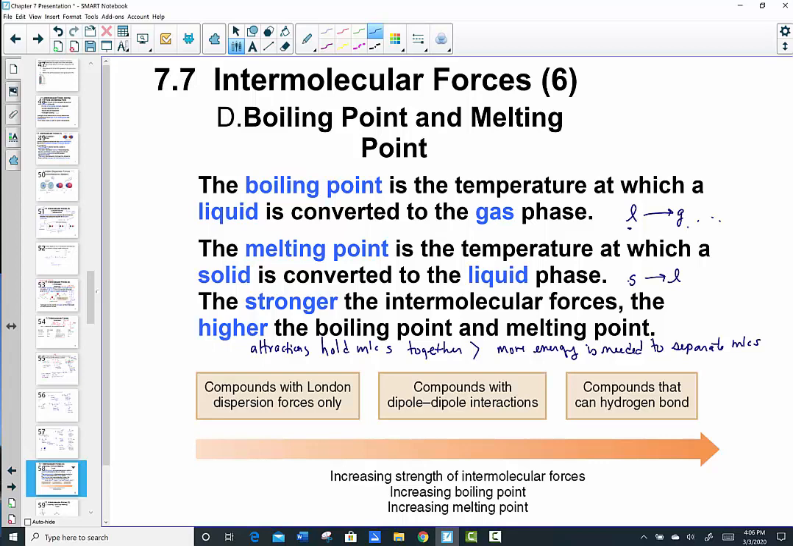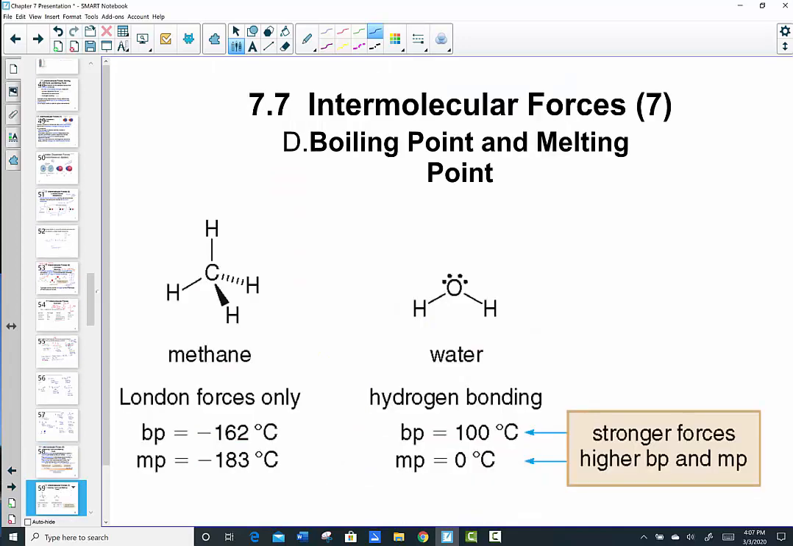So compounds with dispersion forces only have very low melting points and boiling points. Compounds that have dipole-dipole interactions lie in the middle. And of course, if you have all three criteria of intermolecular forces, you're going to have very high boiling points and very high melting points. So the increasing strength of the IMFs directly affects the energy needed to cause the change of phase.